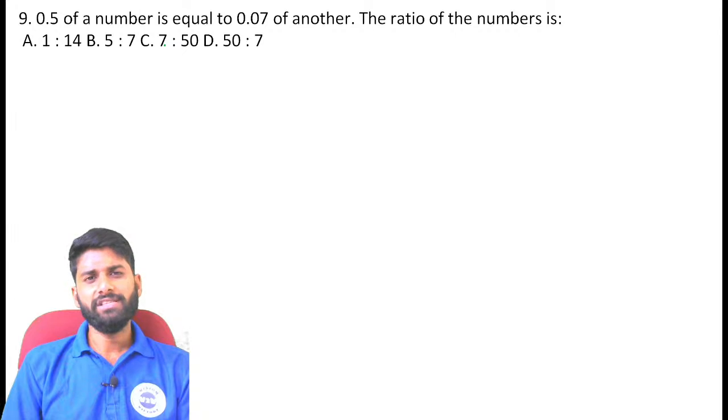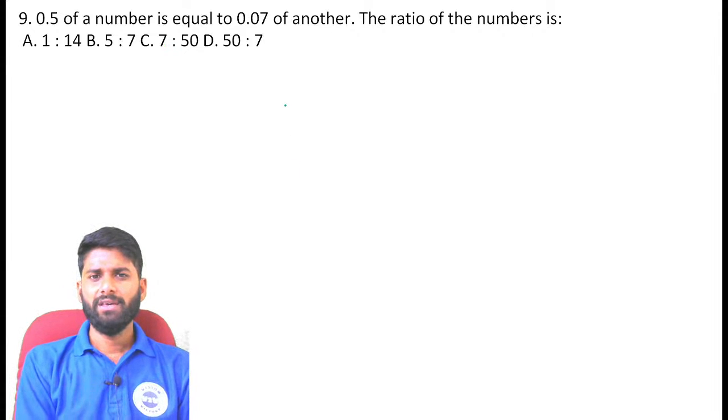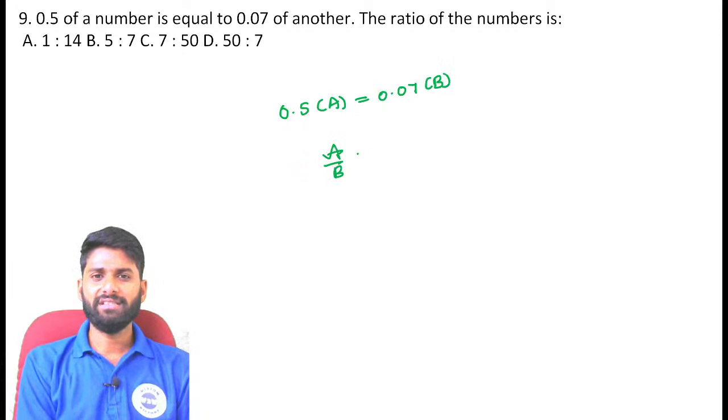0.5 percent of a number is equal to 0.07 percent of another number. I just consider them as A and B. Then what is the ratio of those numbers? See, 0.5 of A is exactly equal to 0.07 of another number B. Then what is the ratio of A by B? That is a simple question.